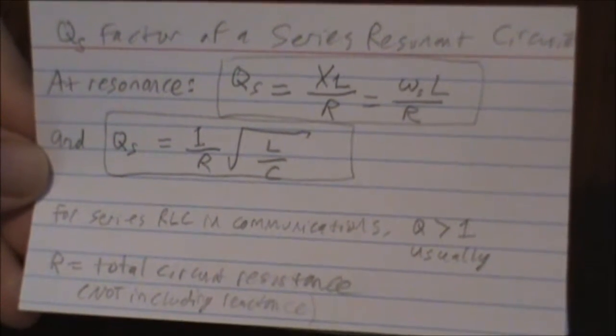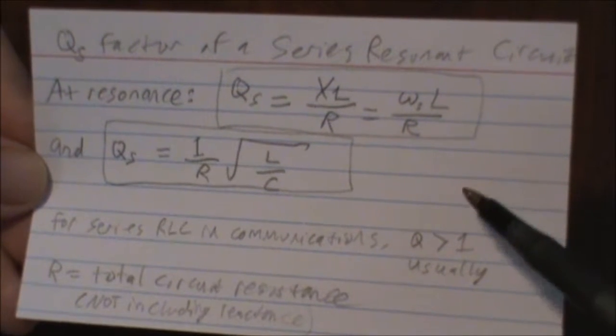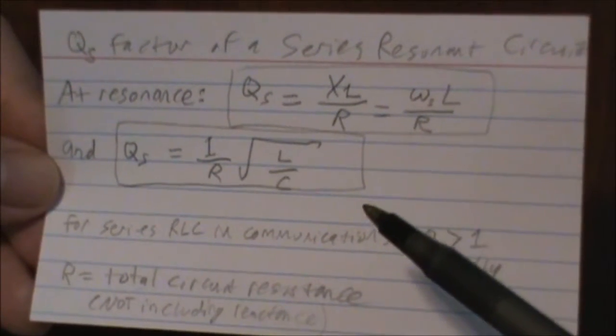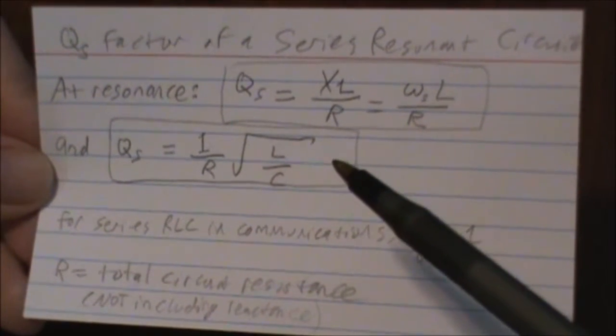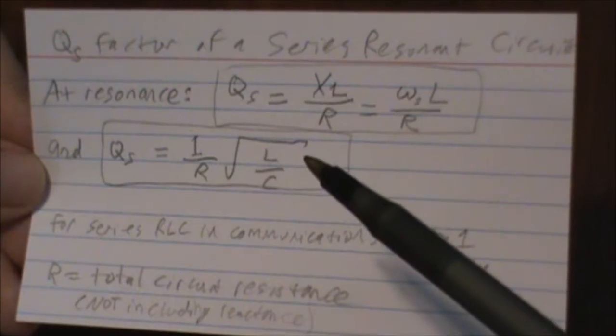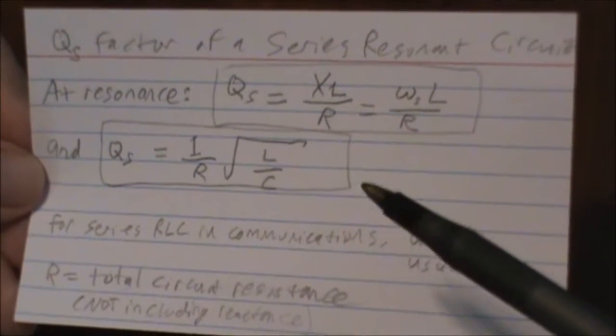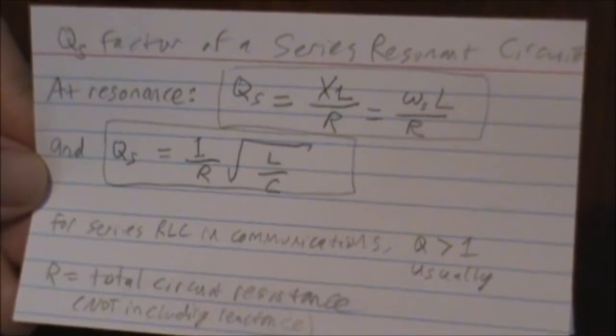And another funny property that you get to with some more fiddling around with the math is the Q factor equals 1 over R times the square root of L over C. So there's more than one way to get there. It's a good way to double check your work.